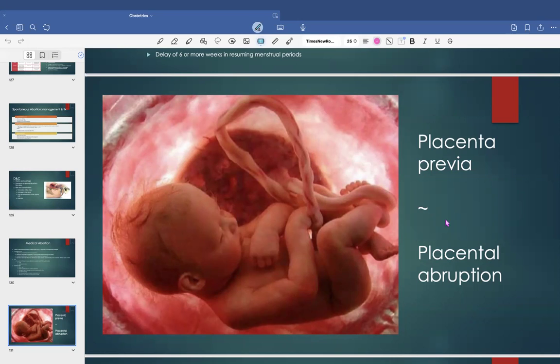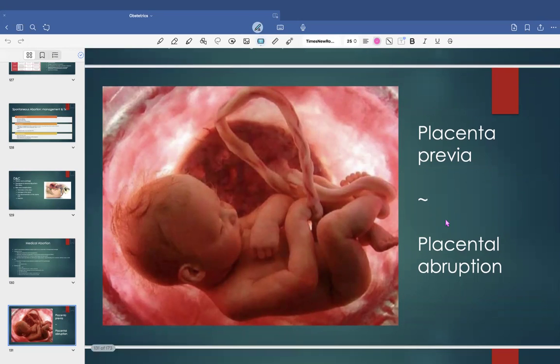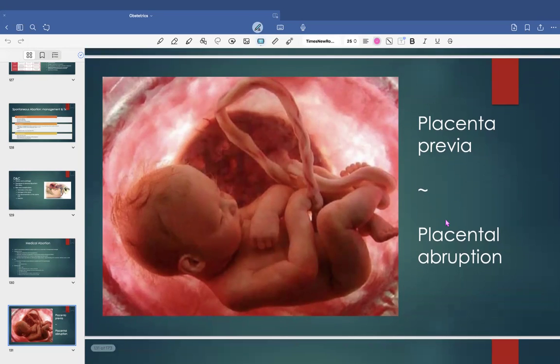Okay, placenta previa and placental abruption. So we're going to talk about the placental issues. So we see the placenta, this cute little baby. We know the placenta is a pancake-shaped organ attached to the wall of the uterus that connects to the fetus by the umbilical cord.